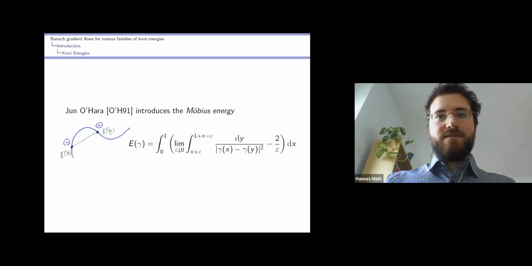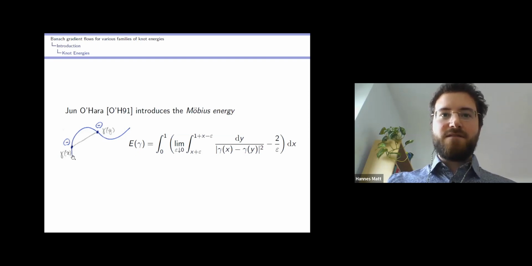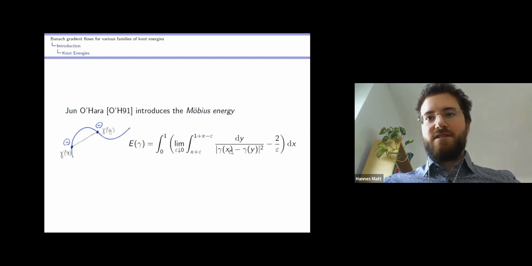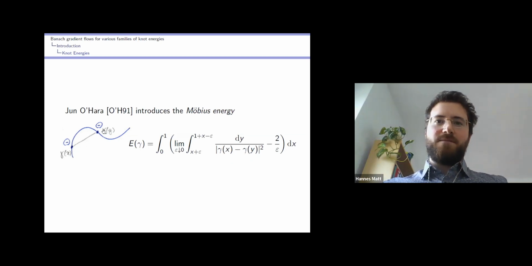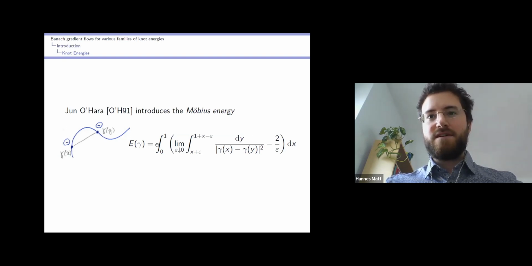Now I will give a couple of examples of knot energies. Jun O'Hara in 1991 introduced the so-called Möbius energy, which is defined as follows. This is just a piece of a knot, so a part of the curve. Let's say we have two points, and on each of these points we put a small electron. These two repel each other, and we get a Coulomb potential. This gives the energy, which is one over the distance between those two points. This has a singularity of degree 2, and we are on a curve, an object of one dimension, so this will always be infinitely high if we integrate it naively. So what he did was to take the finite part of this integral.